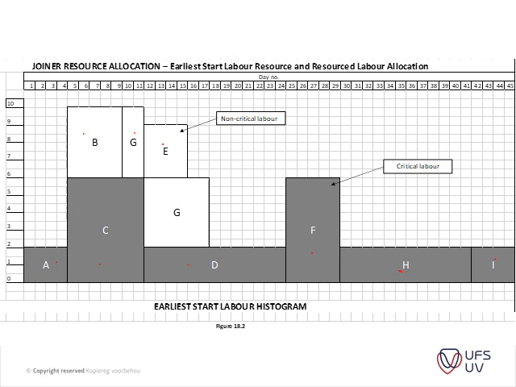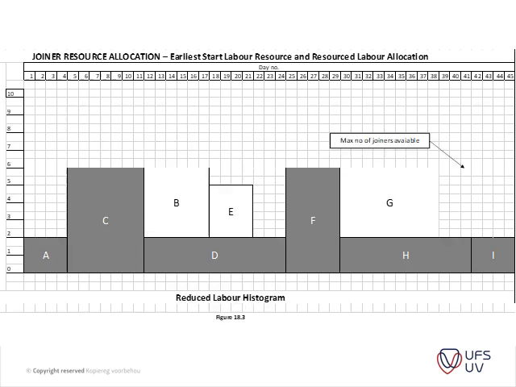Okay, so if the project completion date is not to be extended, the solution to the problem is to level the labor demand within the program according to the joiners available, like I said. This is shown in figure 18.3, which also indicates improved continuity of work by the joiners. Okay, so basically items B, E, and G are drawn out over this section.